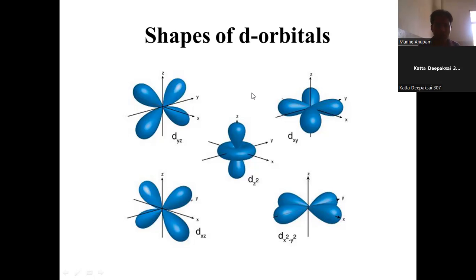So these are the d orbitals. This is the Eg orbital. The orbitals in between the axes are the T2g orbitals, and these are the Eg orbitals.